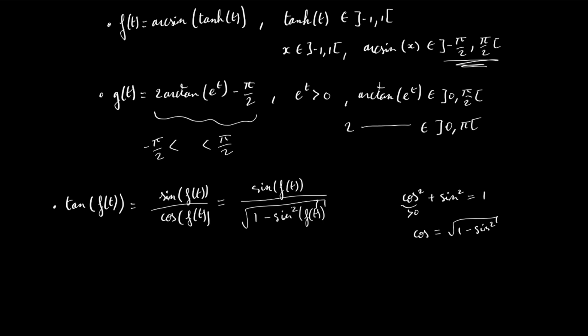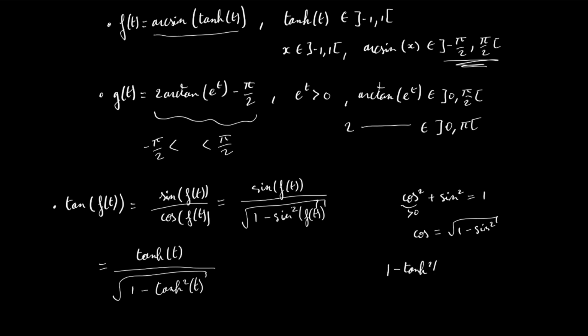And because f of t is the arcsine of the hyperbolic tangent of t, we can write that this is equal to the hyperbolic tangent of t divided by the square root of 1 minus the hyperbolic tangent of t square. We remember from above that 1 minus the square of the hyperbolic tangent of t is equal to 1 over the square of the hyperbolic cosine of t. So this is equal to the hyperbolic tangent of t multiplied by the hyperbolic cosine of t, which is equal to the hyperbolic sine of t.